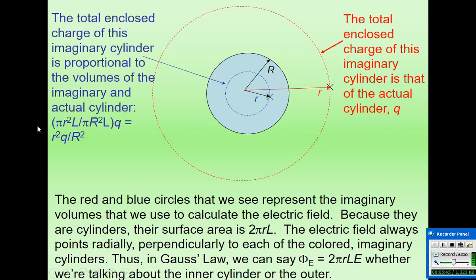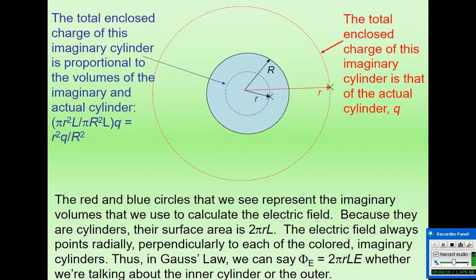So we need to determine an expression for the enclosed charge in order to apply Gauss's law. So we've done that for the red cylinder that encompasses the entire volume of the actual charge distribution, and the imaginary blue cylinder that encompasses only a fraction of the volume of the actual cylinder.